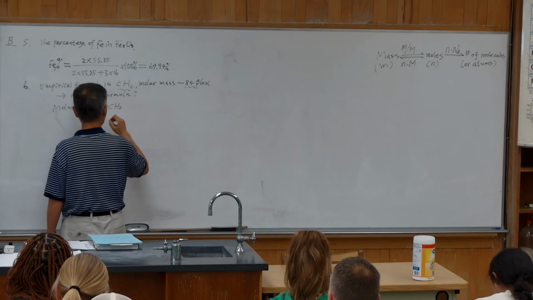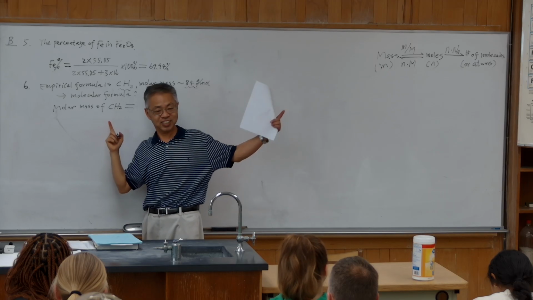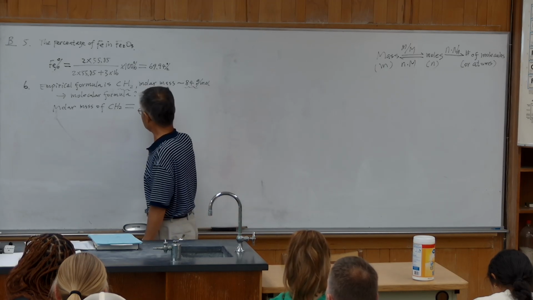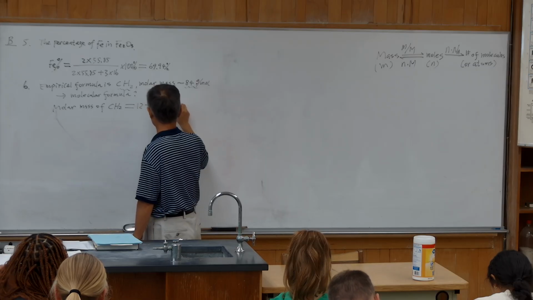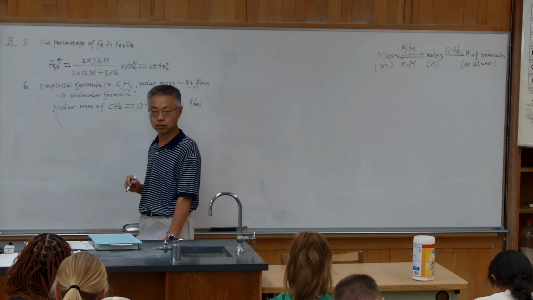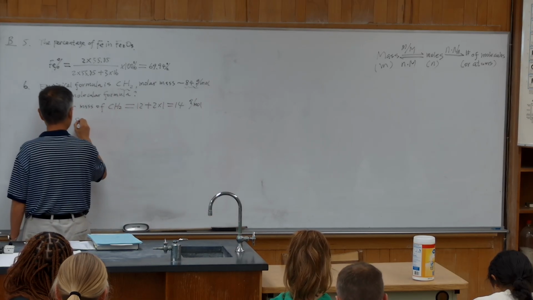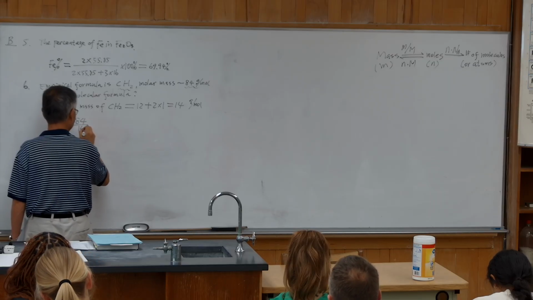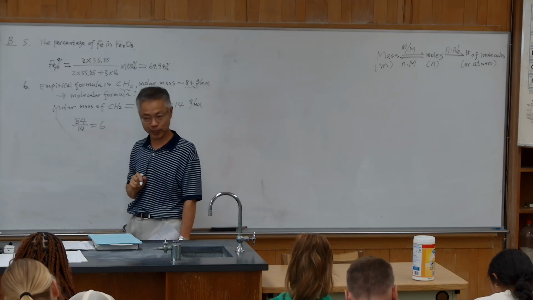So empirical formula's molar mass equals what? CH2. Use the periodic table. C is 12, right? Carbon mass number 12. Hydrogen is 1. So 14, right? Then what is the whole number? So clearly 84 compared with 14 is 6.